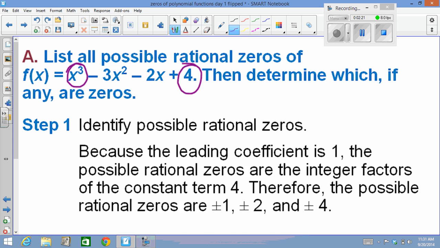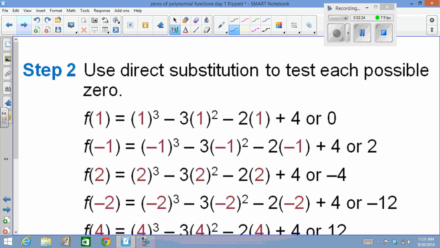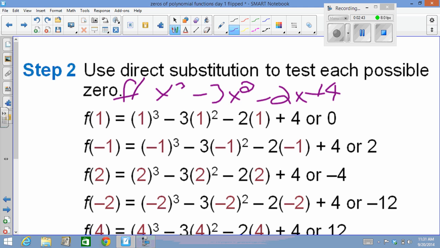So the next thing I'm going to do is use either direct substitution or synthetic substitution or division, or actually I could also use long division if I wanted to. And I'm going to plug them into my equation. Remember, my equation was x cubed minus 3x squared minus 2x plus 4, and that's f of x. So when I plug those numbers in, I'm going to stick a 1 in for x, and I find out what I get, which is 0. I plug a 2 in for x. I plug in positive 1, negative 1, positive 2, negative 2, positive 4, negative 4.